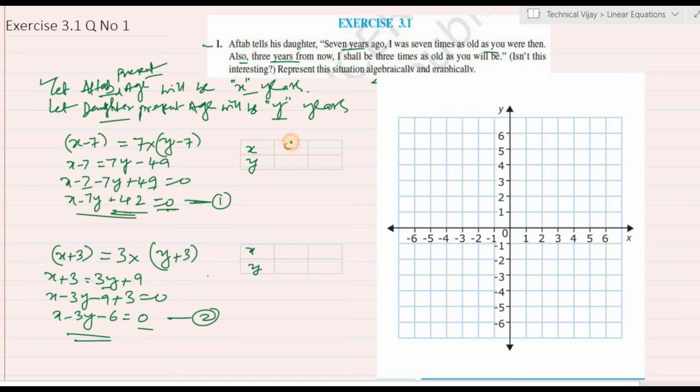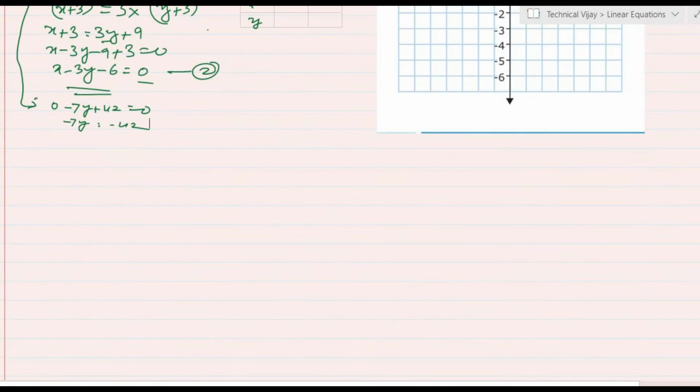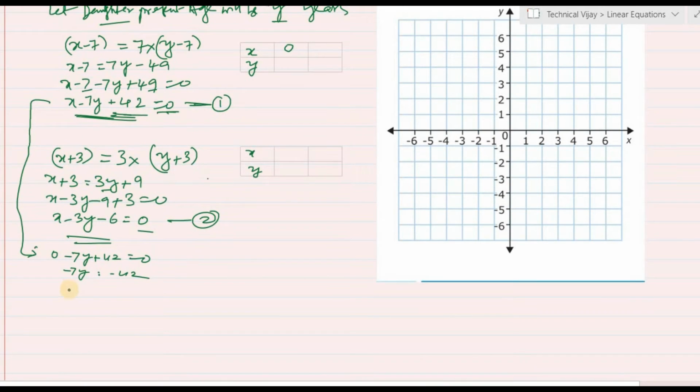So we will put the x value as 0 here and find out the value of y. So here x equal to 0 means, in this equation, minus 7 into y plus 42 equal to 0. So minus 7y is equal to minus 42. So y is equal to minus 42 divided by minus 7. Minus minus cancels, 7 sixes are 42, so y is equal to 6. So when x is equal to 0, y is equal to 6.